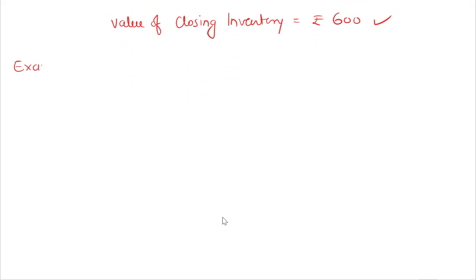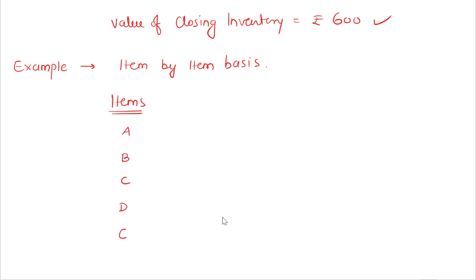Write one more example. This example is basically based on item by item basis. I am listing the items over here. We have item A, item B, item C, item D, and item E. Let's record the cost of the items. Item A, the cost is 500. Its NRV, net realizable value, is 492.